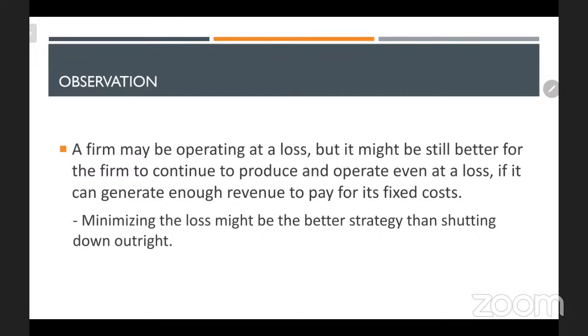Can you minimize your loss? Yes, by producing maybe at a small quantity, because you'll still earn enough revenue to pay for the variable cost and a portion of the fixed cost, right? So it might be better for a firm to continue to produce a small amount instead of shutting down completely, where there's zero production. Because at zero production, the fixed cost may be 100. Let's say, for example, the fixed cost is 100. When the firm shuts down, it would have to pay 100 pesos worth of fixed cost.